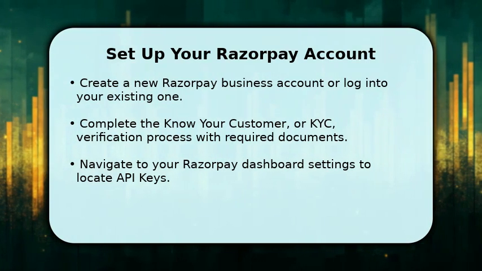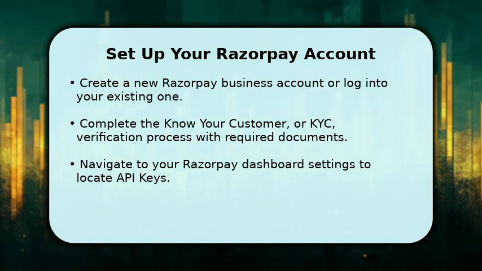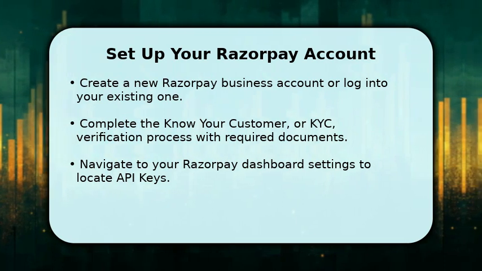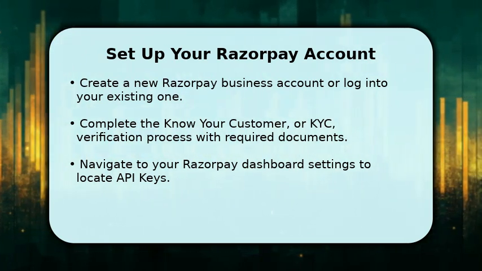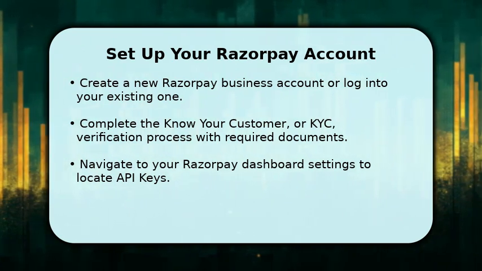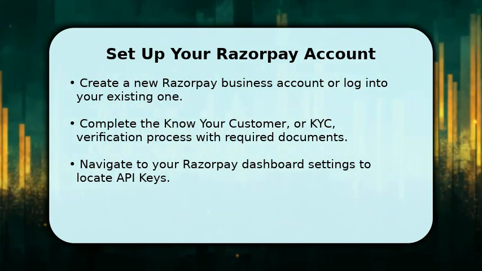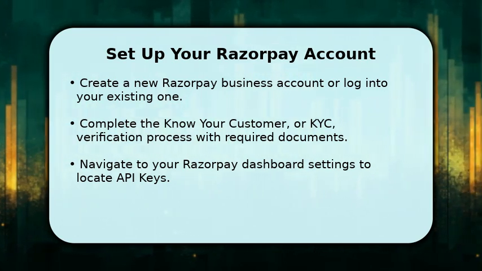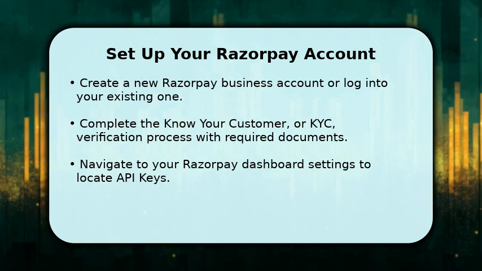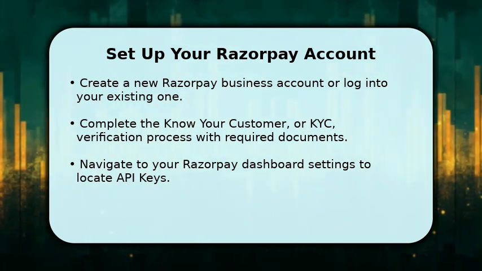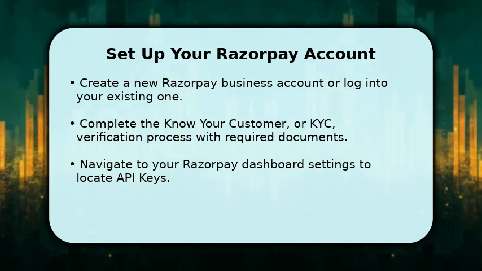First, you'll need to set up your Razorpay account. If you don't have one, create a new business account on their website. Ensure you complete the Know Your Customer or KYC verification by submitting all necessary business documents. Once your account is active, log into your Razorpay dashboard. Go to the Settings section, find API keys, and generate a new set. Carefully copy both the API key ID and the API key secret, as these are crucial for the next steps.